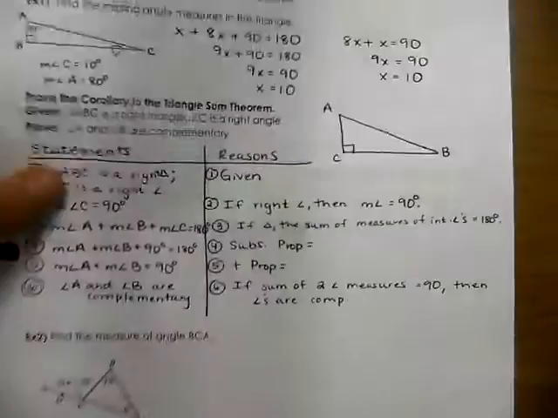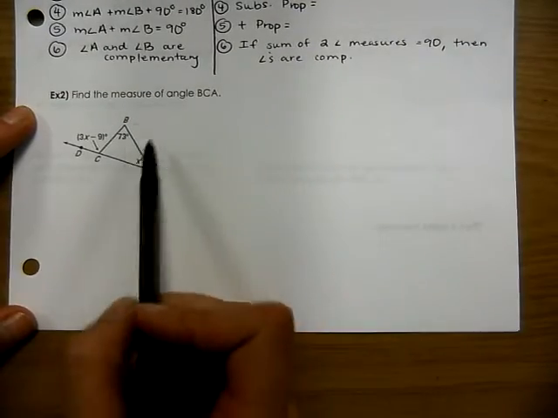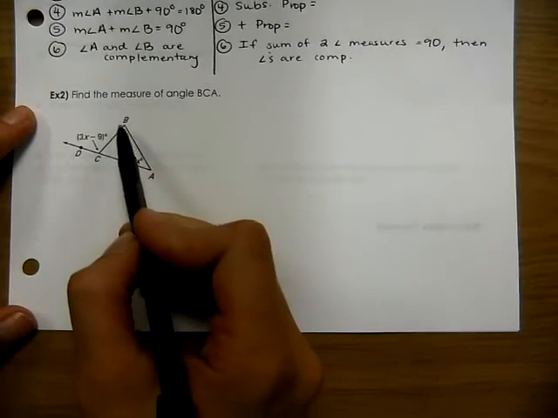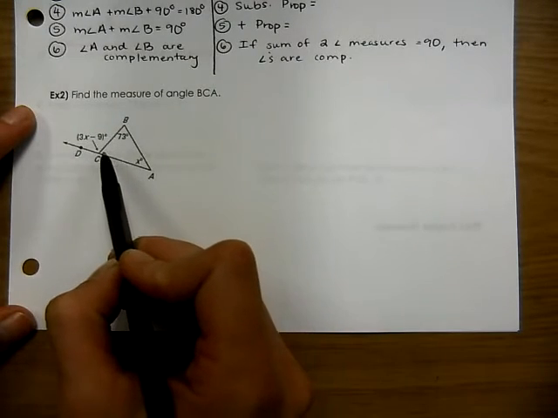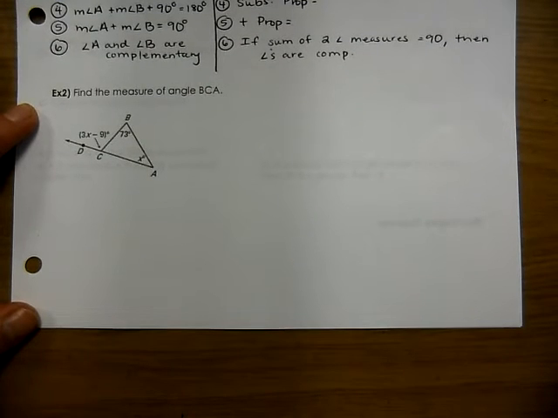Alright, let's get down to here. What I want you to do right now for example 2 is to pause the video and try and figure out the measure of angle BCA. So this is the angle we want. Go ahead and try that on your own right now, and once you think you figured it out, watch the video and see how I did it.